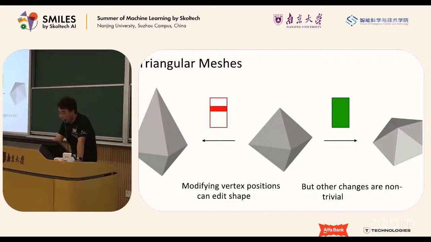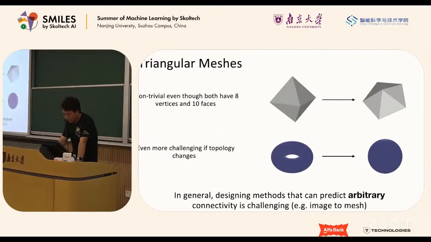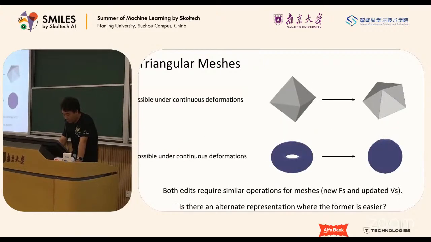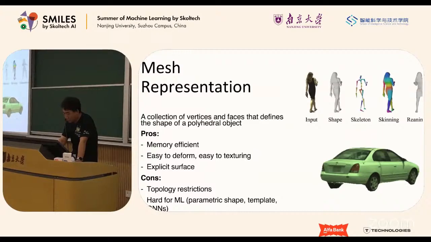But mesh can be a very good representation to render, but mesh is hard to edit because changing vertex positions will deform the mesh. It's hard to preserve its connectivity. So meshes are memory efficient, explicit representations. The surface deforms naturally and supports texture mapping. Their main limitation is the topology.